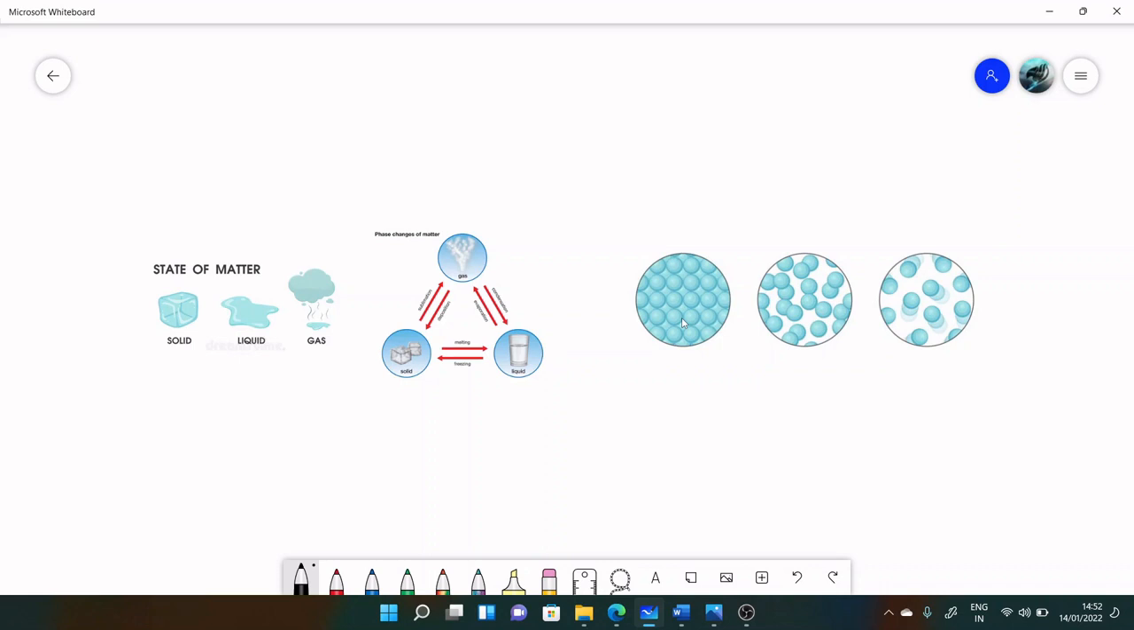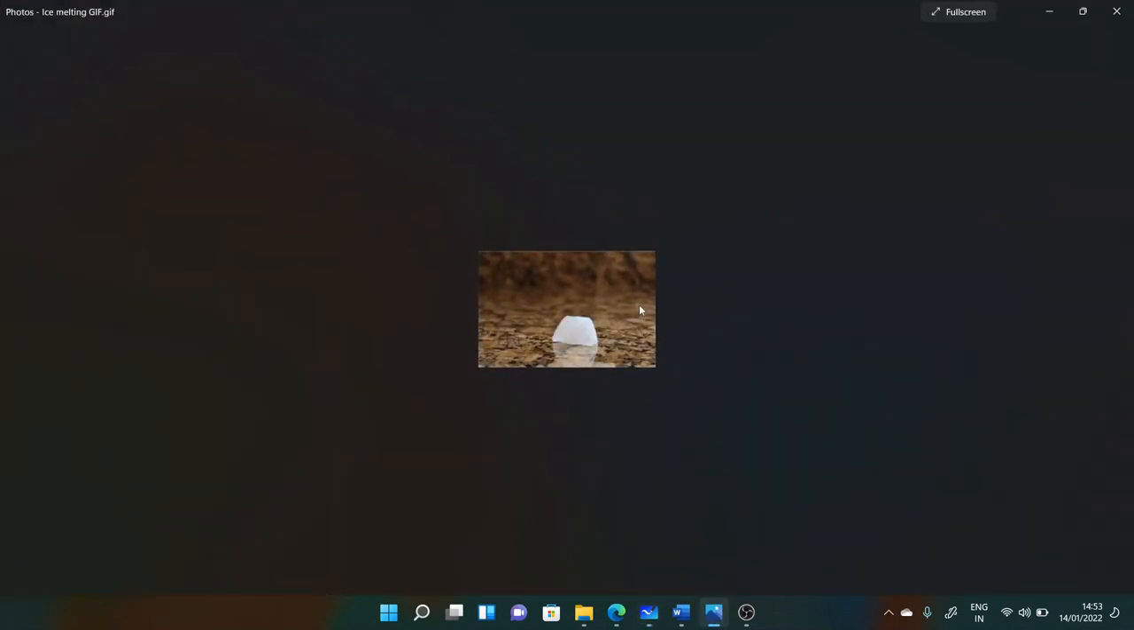Let's relate this understanding to phase change. Now, for a solid to turn into a liquid, what needs to happen? The particles shouldn't be in a fixed structure. They should start moving, and the structure shouldn't be intact, right? Let's take a look at a GIF. This is a GIF of ice melting. Here, the ice is transitioning from a solid to a liquid.